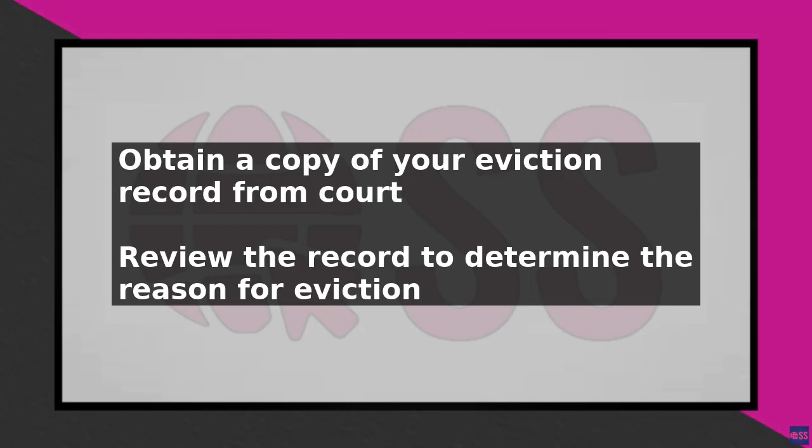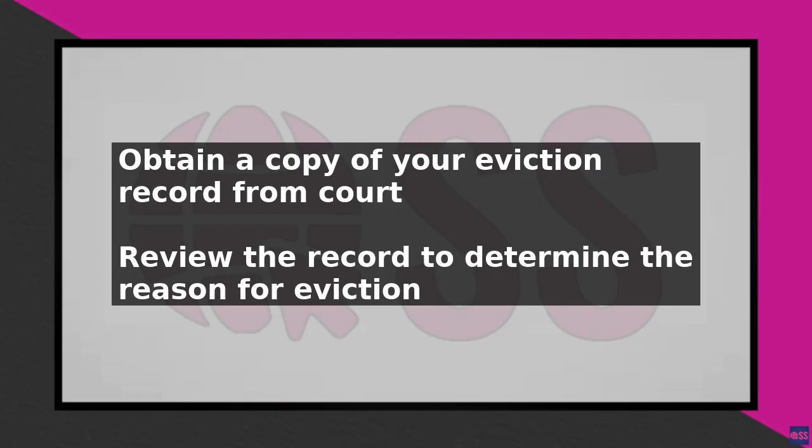Next, you will need to review the eviction record to determine the reason for the eviction and whether it can be expunged. If the eviction was filed in error or if the case was dismissed, you can file a motion to expunge the eviction record with the court. You will need to provide evidence to support your claim, such as documentation showing that the eviction was filed incorrectly or that the case was dismissed.